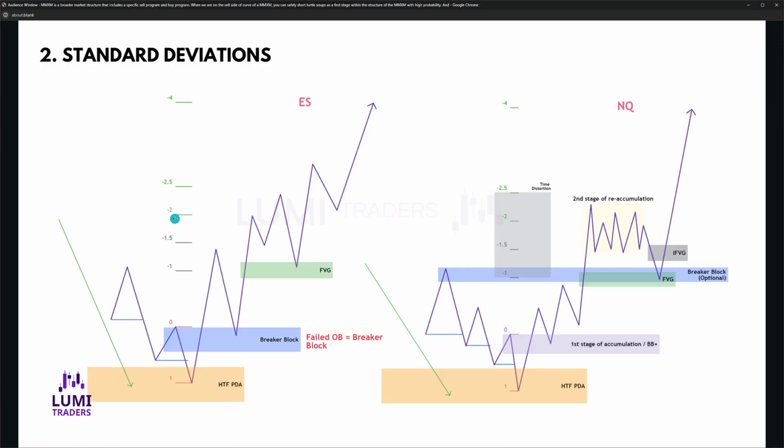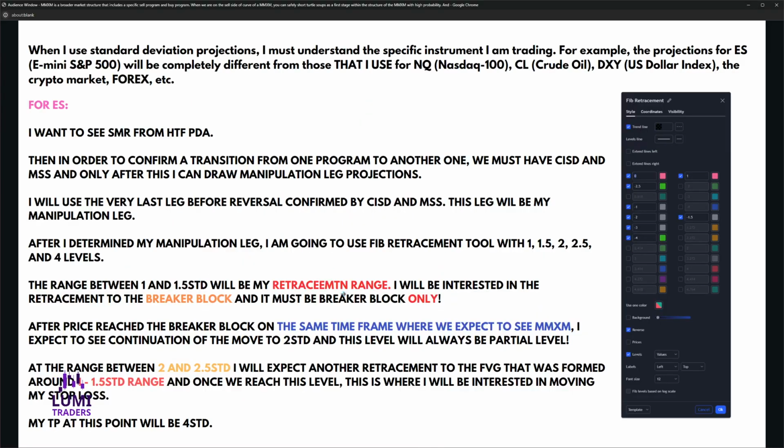Keep in mind, we took partial at 2 standard deviation. Even if it went a little bit higher, from this range between 2.5 and 2, I would like to see a retracement down, the last retracement, to the fair value gap that was formed ideally inside the range between 1 and 1.5. This fair value gap is going to be my entry, and my stop loss is going to be the nearest sell side liquidity. Nearest. It's not right here. It can be a small retracement right here, but nearest sell side liquidity. And I'm going to target 4 standard deviation.